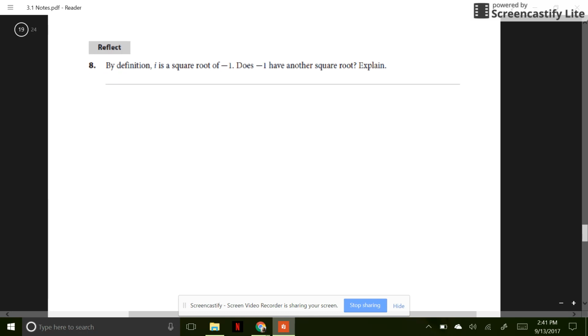So by definition, i is the square root of -1. Does -1 have another square root? Well, we always say that a number has a positive and a negative square root. So if we take the square root of 4, it has two solutions, plus or minus 2. So if i is a solution to the square root of -1, that means -i would also be a solution because it is the negative portion.